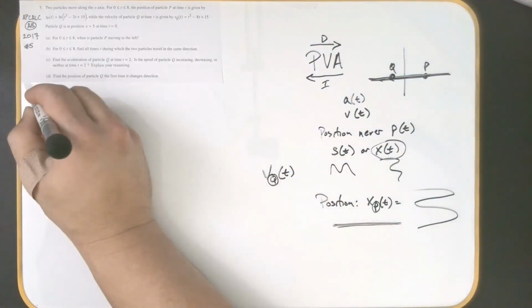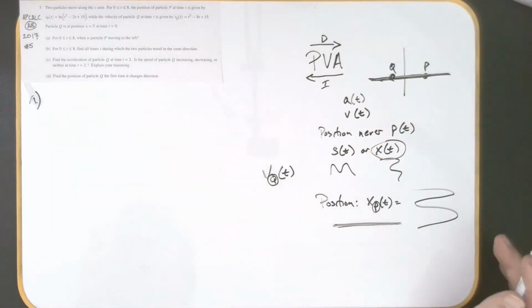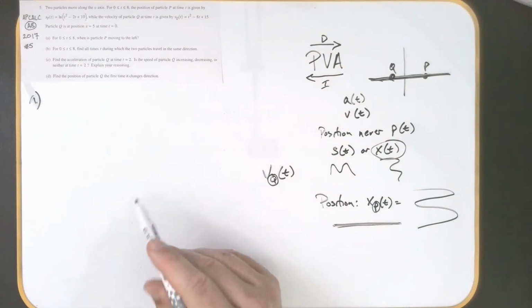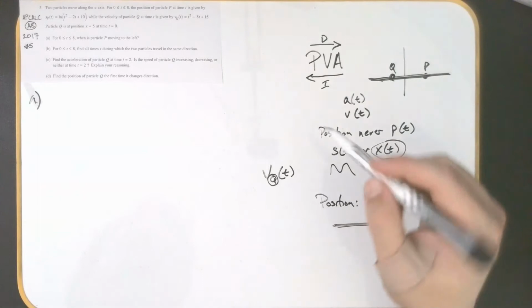Let's see what we can do here with the question. All right, part A says, for 0 less than or equal to t less than or equal to 8, find when particle P is moving to the left. Well, I want to pause on that one too.